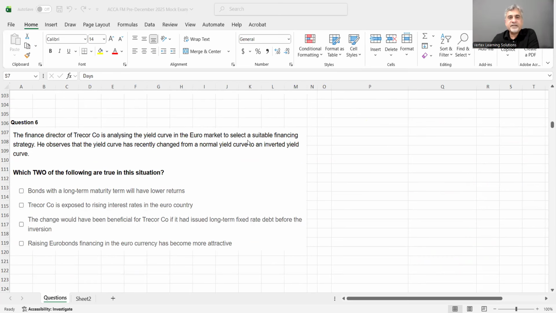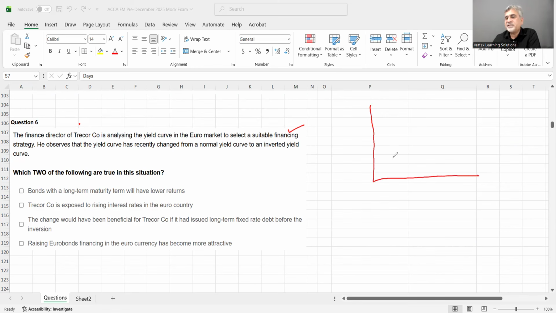The finance director of Tracker Company is analyzing the yield curve in the euro market to select a suitable financing strategy. Financing strategy means that you actually need cash. You want to borrow money and finance the business. He observes that the yield curve has recently changed from a normal curve to an inverted yield curve. Now, normal curve and inverted yield curve.